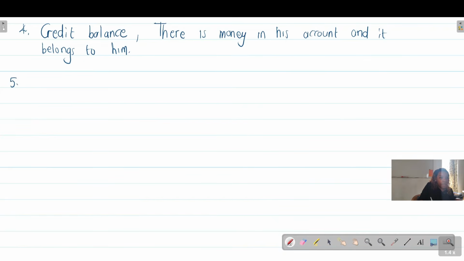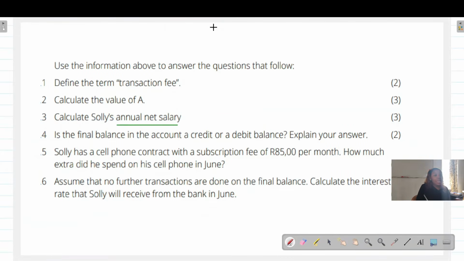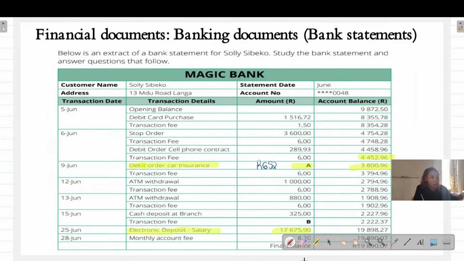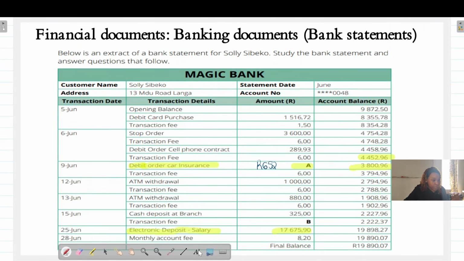Question number 5. Solly has a cell phone contract with a subscription fee of 85 Rand per month, right? So he's got a cell phone contract, and he pays 85 Rand per month. How much extra did he spend on his cell phone in June? That is the question. So we're going to go on to the statement and have a look here. We're going to look for his cell phone contract and see if we get something.